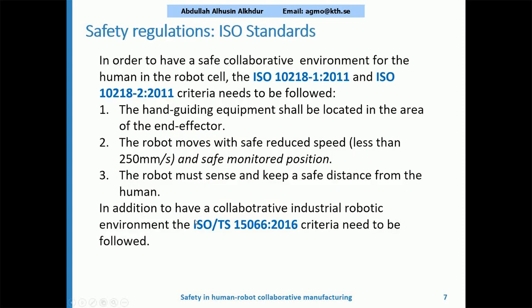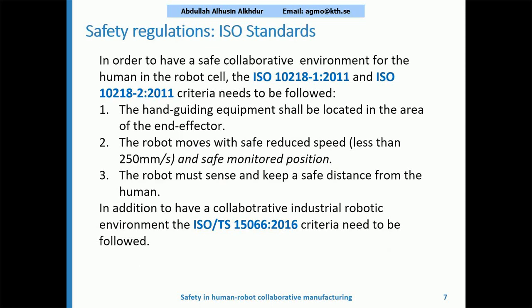And these requirements are basically defined in different ISO standards. More specifically, there are three main safety standards currently used for robotic and collaborative robotic applications. The first one is ISO 10218, which is two parts actually: 10218-1 and 10218-2.